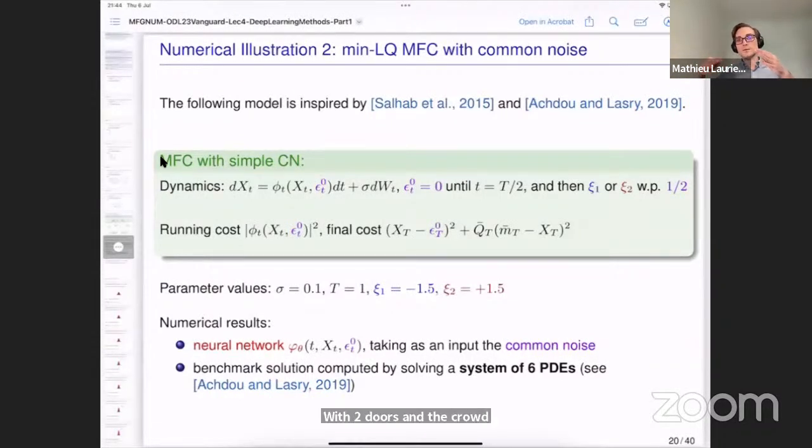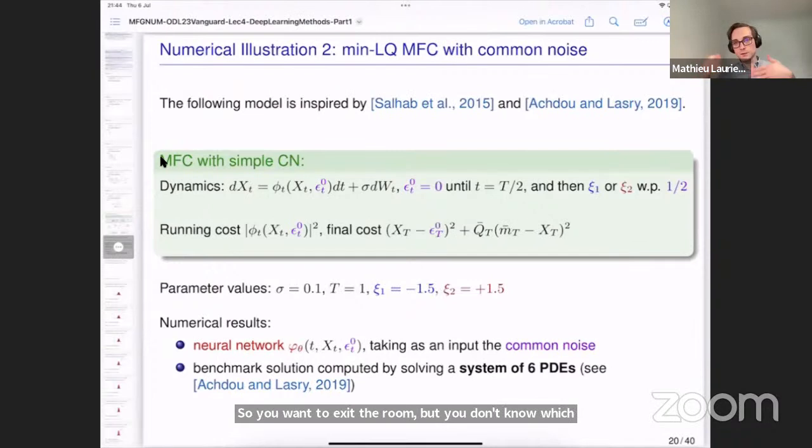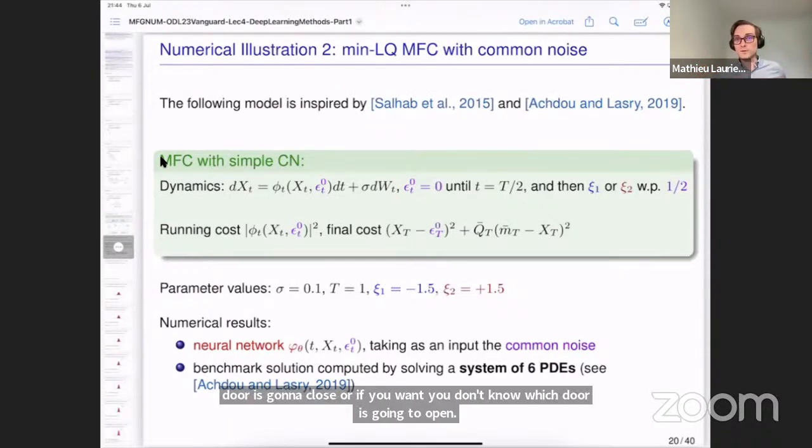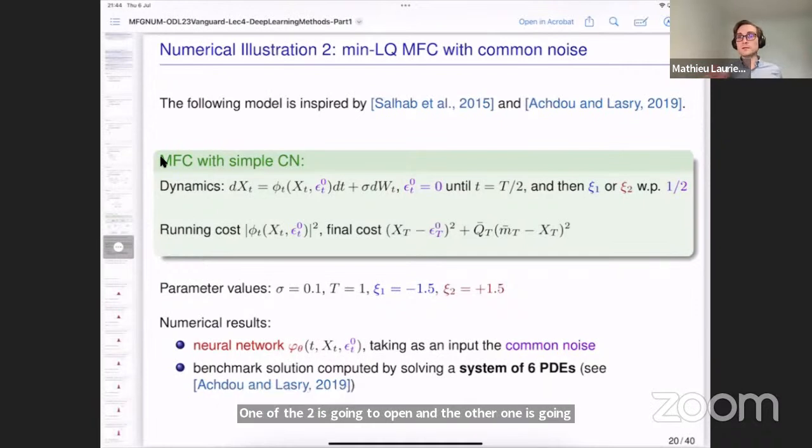So this looks like the simulation I've shown this morning, except that one of the two doors is going to close randomly. So you want to exit the room, but you don't know which door is going to close, or if you want, you don't know which door is going to open. One of the two is going to open, and the other one is going to remain closed. So this is an instance of what we call common noise, because it's a random event that is going to affect everyone in the room.